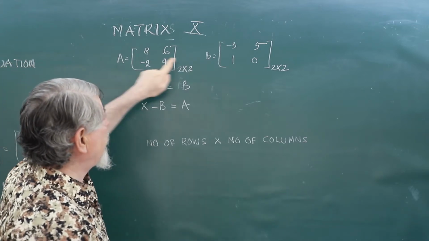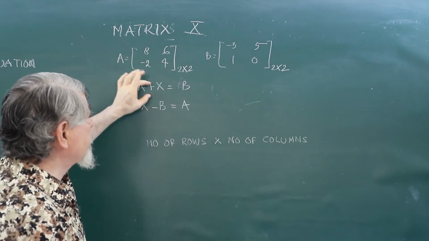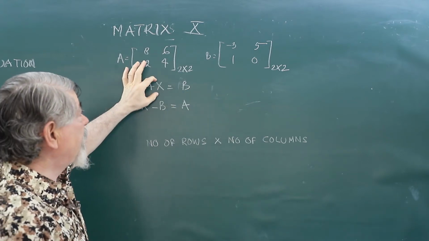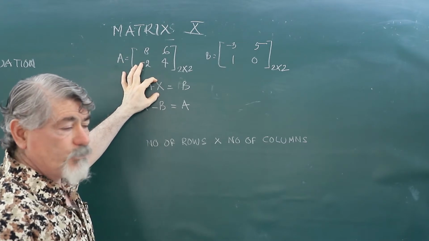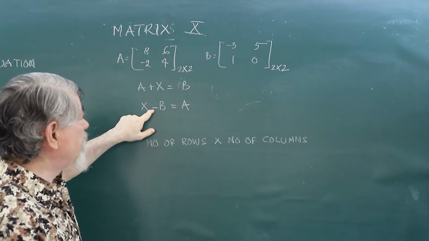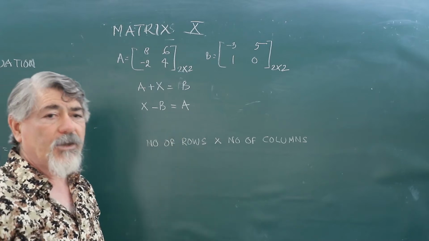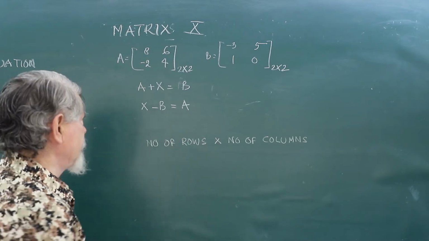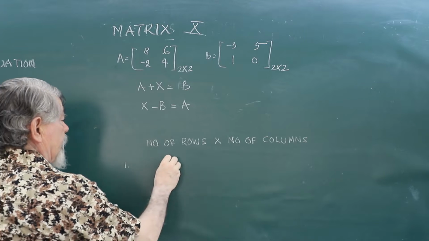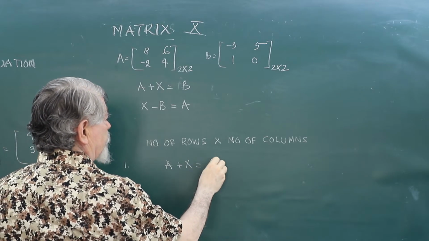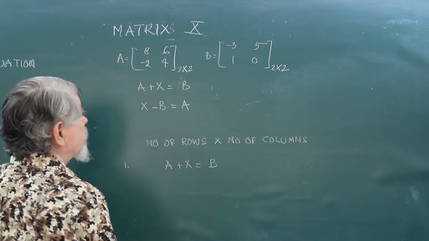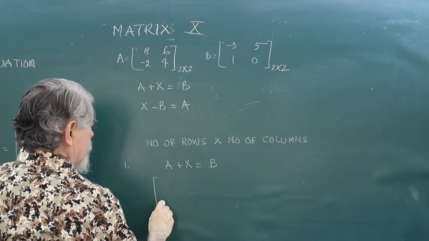Now A and B are given. He says A plus X is equal to B, where X will be a matrix. X is also a matrix of the order 2 into 2. Or X minus B is equal to A. Then how do we solve these matrix equations? For example, the first one, A plus X is equal to B.